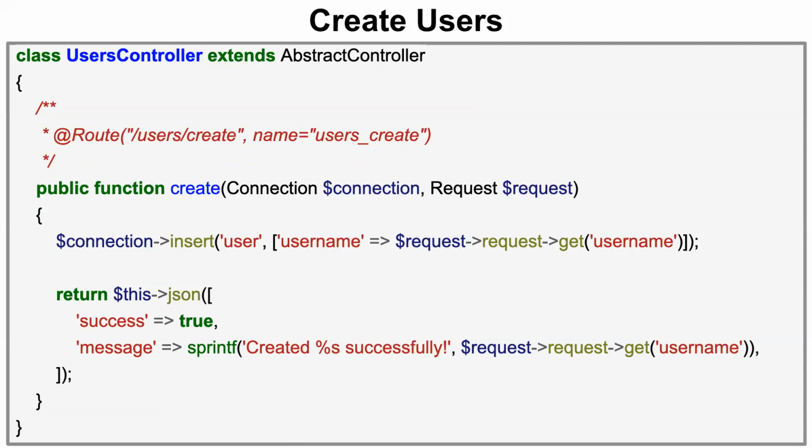So we're going to modify that controller, and we're going to use Symfony's dependency injection to inject the connection service into our create action. And this create action is going to use the connection to insert a record into the user table where the value of the username column comes from a request post parameter named username. And then we're going to return JSON with success equals true and a message that says created the username successfully.